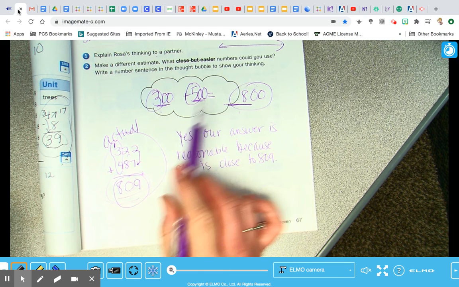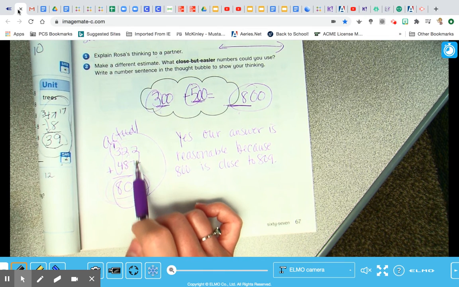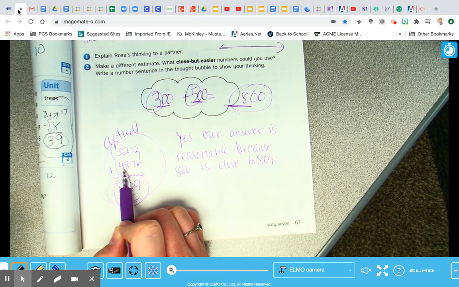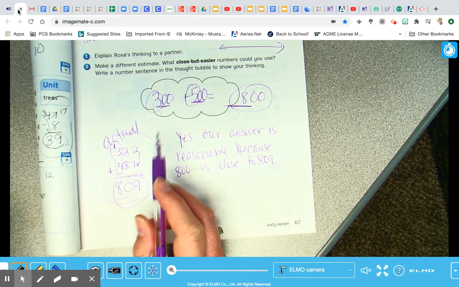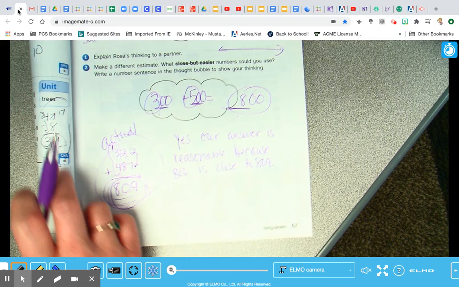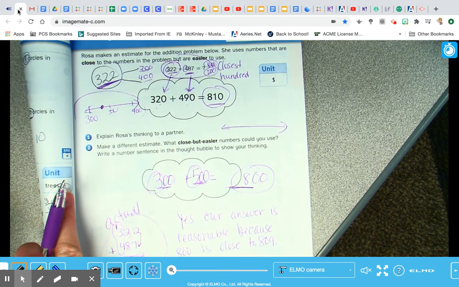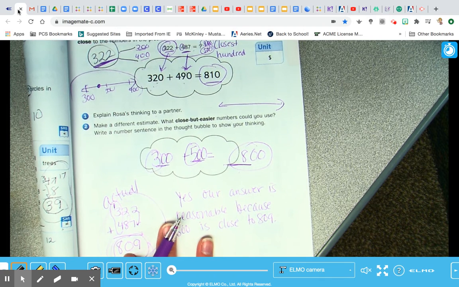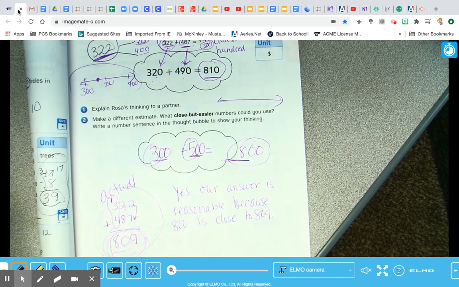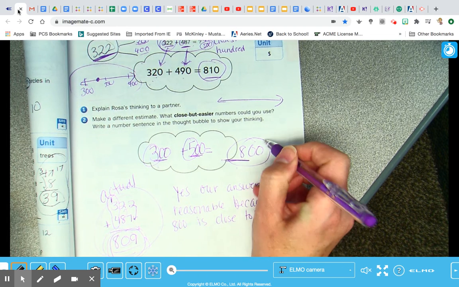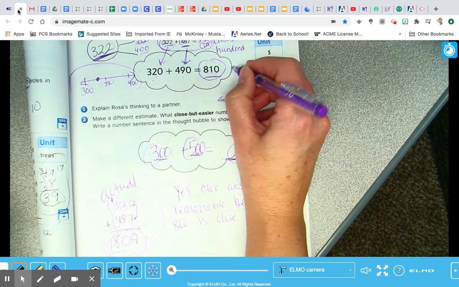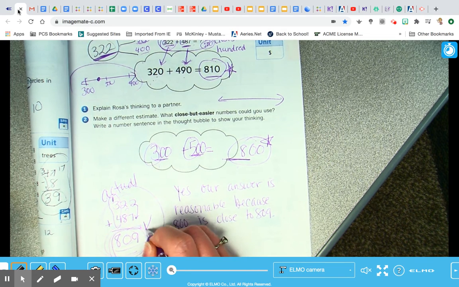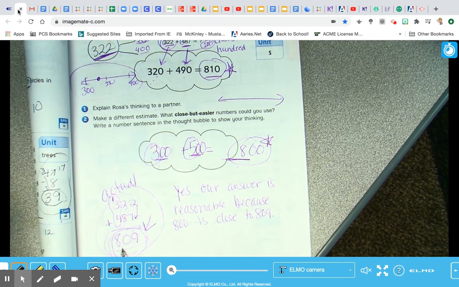And then I had you add the actual numbers together, the 322 plus the 487, just to see what it was. And we got 809. Something else we practiced today was, is our answer reasonable? In order to tell if your answer is reasonable, you have to see, here's my estimation, and here is Rosa's estimation. Is it pretty close to the actual answer? Our actual answer was 809.